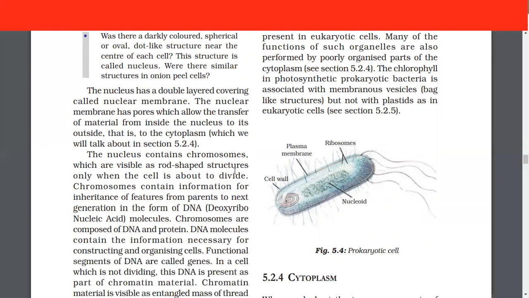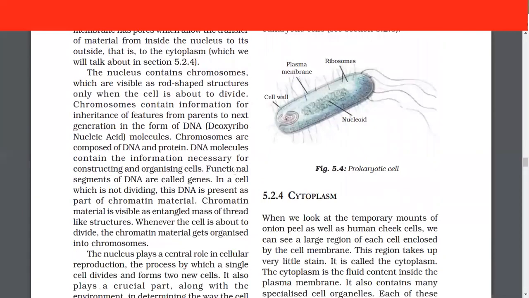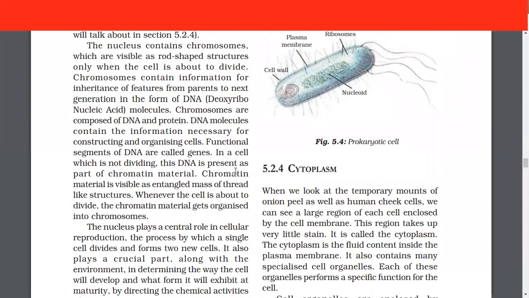to the cytoplasm. The nucleus contains chromosomes which are visible as rod-shaped structures only when the cell is about to divide. Chromosomes contain information for inheritance of features from parents to the next generation in the form of DNA molecules. Chromosomes are composed of DNA and protein. DNA molecules contain the information necessary for constructing and organizing cells. Functional segments of DNA are called genes.